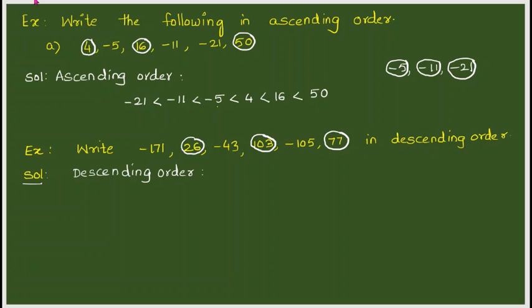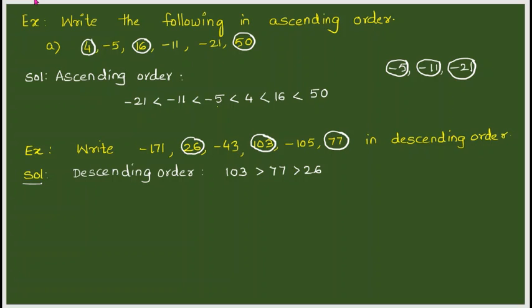Among these 3 positive integers, the greatest one is 103. So we write 103 first. It is greater than, after 103, the next greatest is 77. After 77, that is 26. Then let us come to the negative integers.